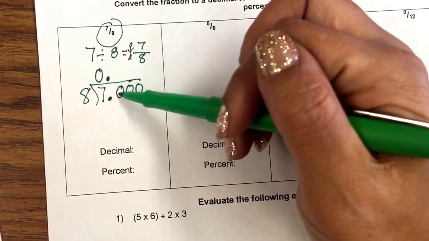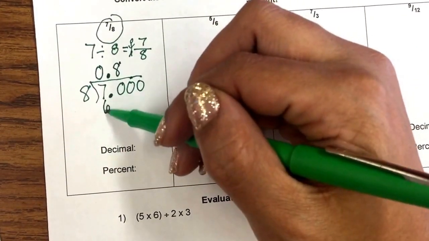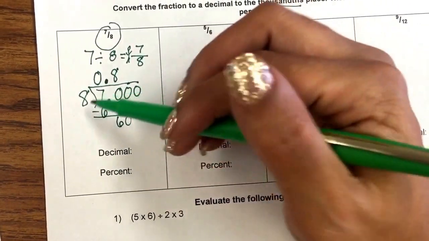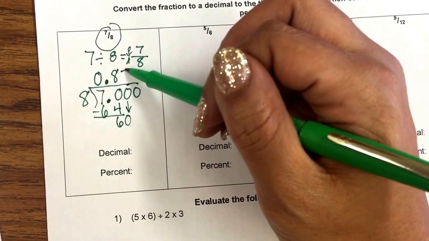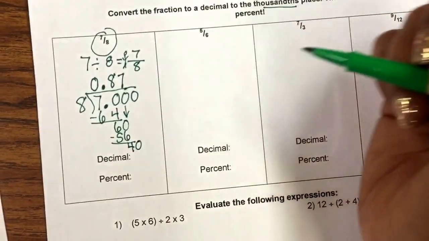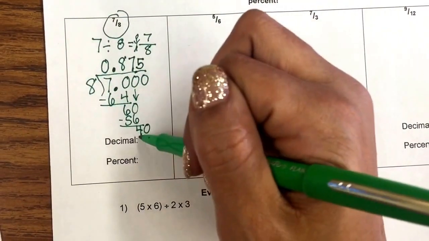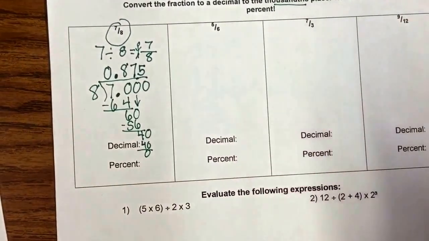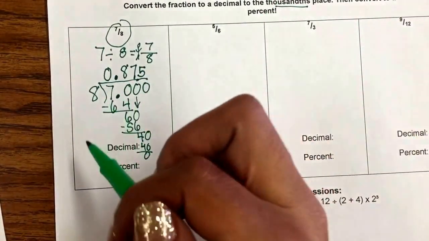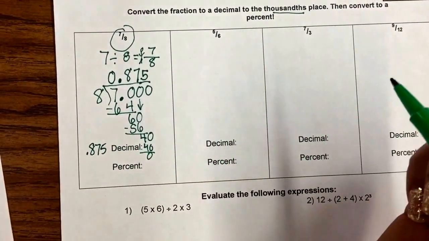8 can go into 70, though, 8 times. And 8 times 8 is 64. I get a 6, bring down my 0. 8 goes into 60 7 times. 7 times 8 is 56. I get a 4 and I bring down my 0. And 8 can go into 40 5 times. 5 times 8 makes 40. And that makes a 0. So my decimal is very, very clearly 875 thousandths. So I'm going to put that in on the side, 875 thousandths.